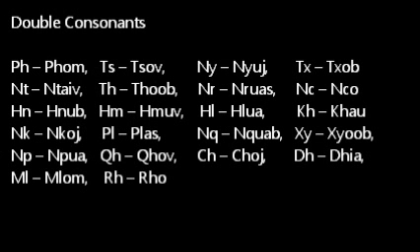Okay, so let's go back to the double consonants. We already studied PH. Let's go to TS. The word for tiger is jaw. The next one, NY. Nyuj is cow.